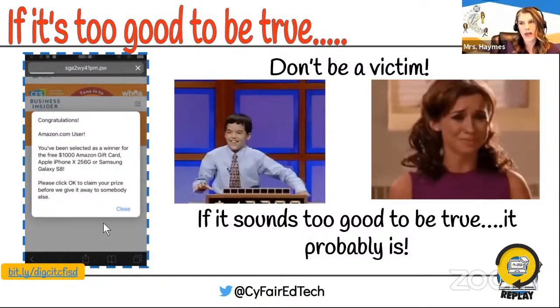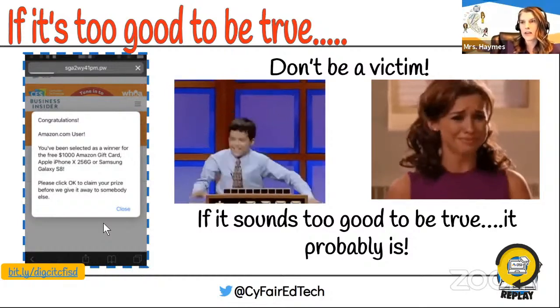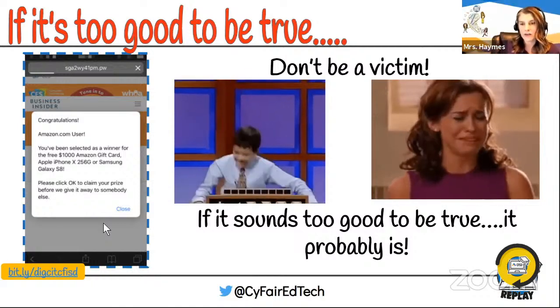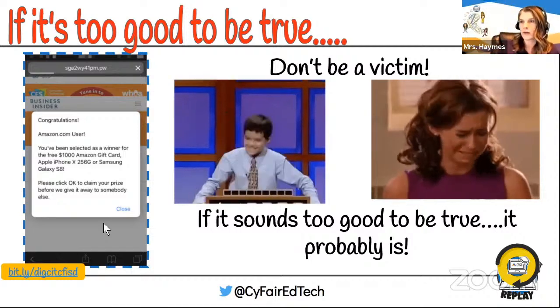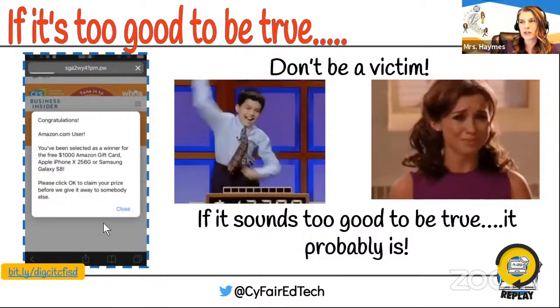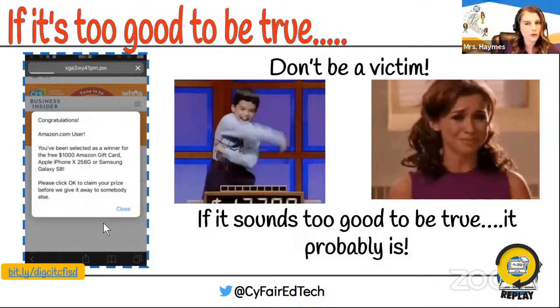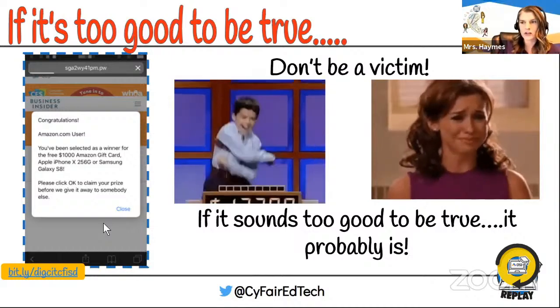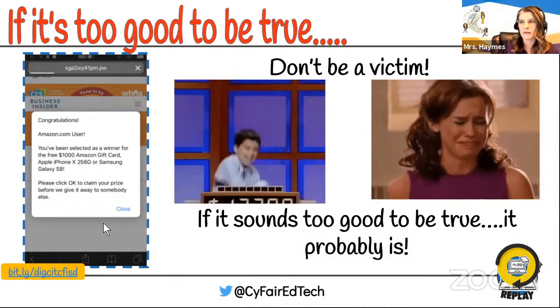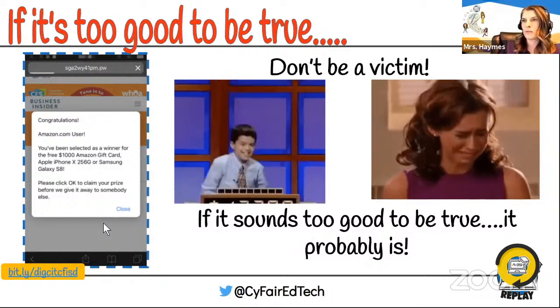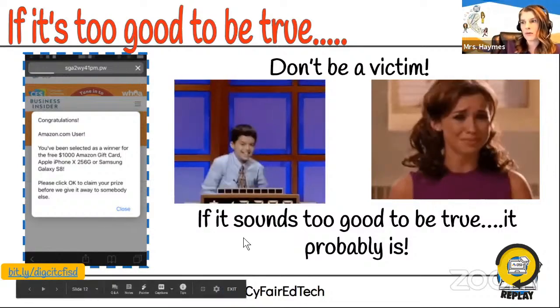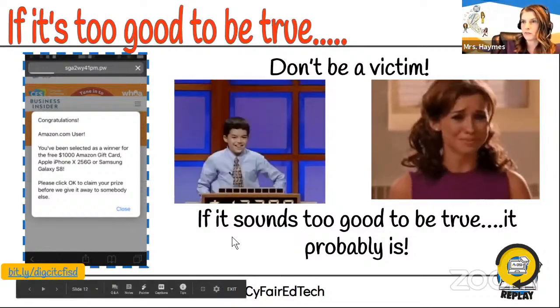So avoid that. If you see a pop-up like that, what you need to do is just exit out. If you're online or if you're on a phone, you can just close that screen and get rid of it. Even though it's so tempting, don't click on it. They're trying to trick you. As soon as they ask you for any information, you know that it's going to be a trick. So remember, if it's too good to be true, it probably is. Don't make yourself a victim.